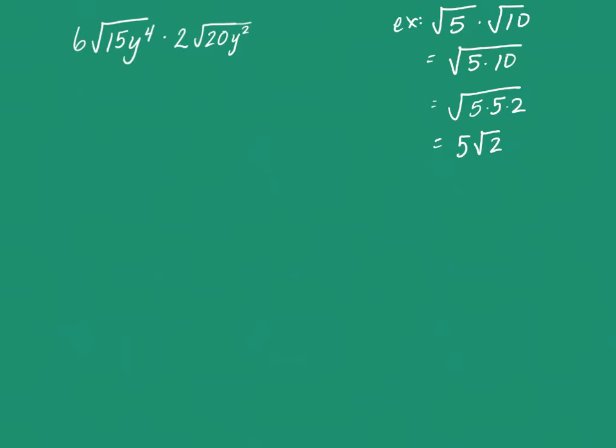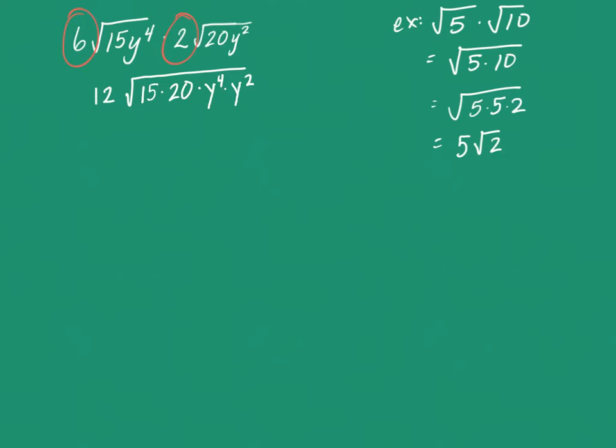So if we go back to the problem that you had, what I would do is I would try to combine these together. So right now you have a 6 and a 2, so we can multiply those two together, and that gives me 6 times 2, which is 12. Then all under one big square root, I'm going to have everything else multiplied. I'm just going to write out what we're multiplying. So we have 15 times, and I'm going to combine the numbers first. It doesn't really matter the order, but it might make it easier. So we're going to have 15 times 20, and then we're going to have times y to the 4th times y squared.